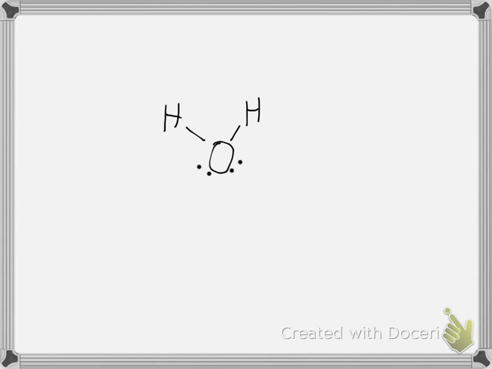So when we look at that first column, number of unshared pairs on the central atom, we're only looking at the central atom. And the central atom here is, of course, oxygen. So the number of unshared pairs on this is going to be 2. The number of effective pairs are just the number of things bonded to the central atom. Here that's also 2.